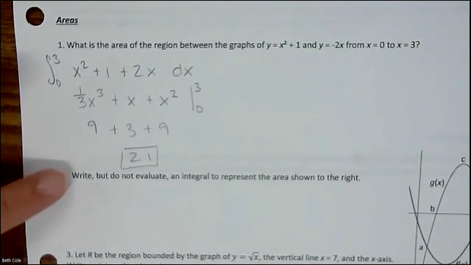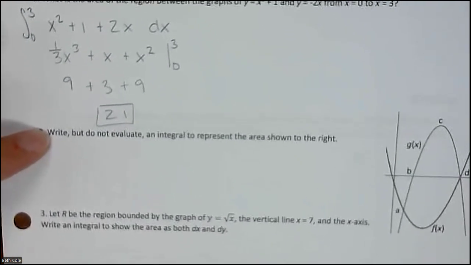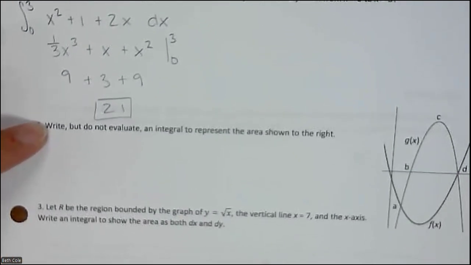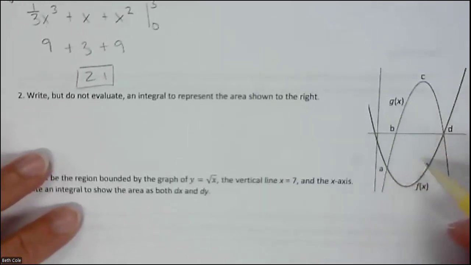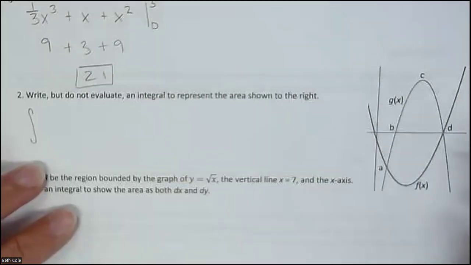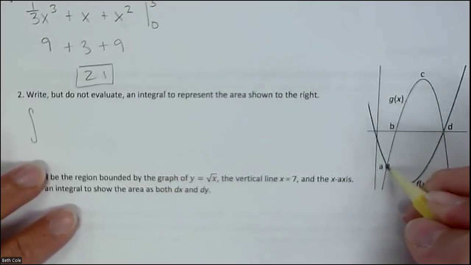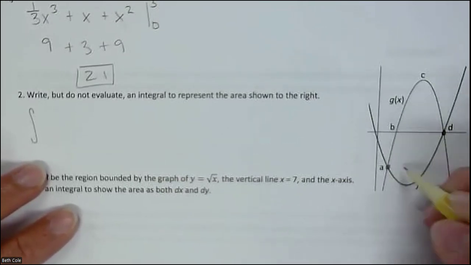Cool. Write, but do not evaluate. Those are like my favorite instructions. Okay, just do nothing. Cool, can handle that. All right. Write, but do not evaluate an integral that will give you this area. So it will be from where to where. Look at your intersection points.